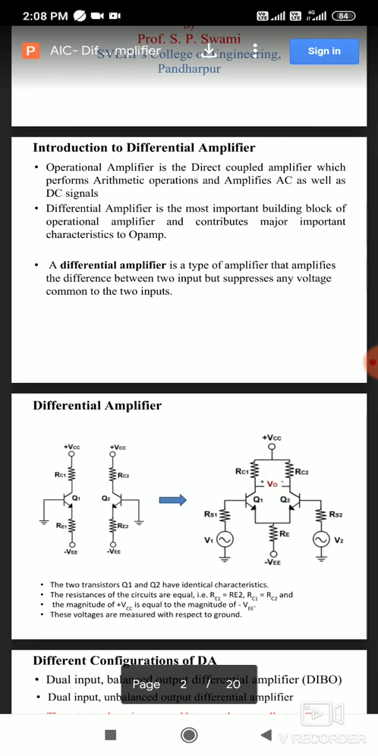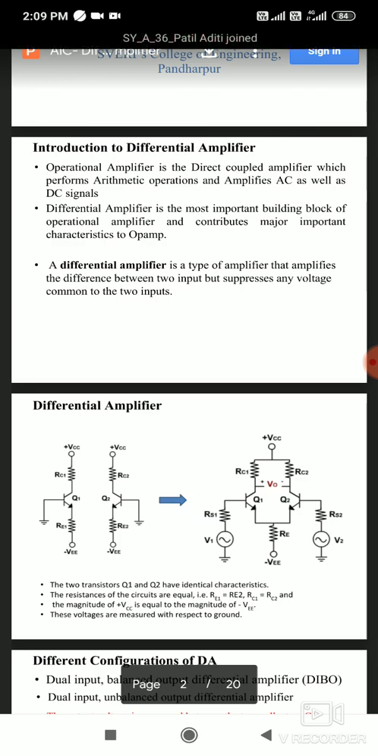An operational amplifier is nothing but a direct coupled amplifier which performs arithmetic operations such as addition, subtraction, integration, differentiation, as well as it amplifies the DC signal and AC signal. Both signals it can amplify. After that we saw the definition of differential amplifier.